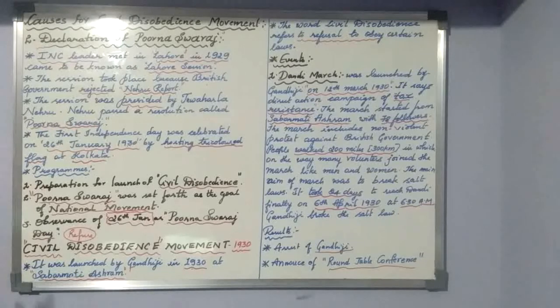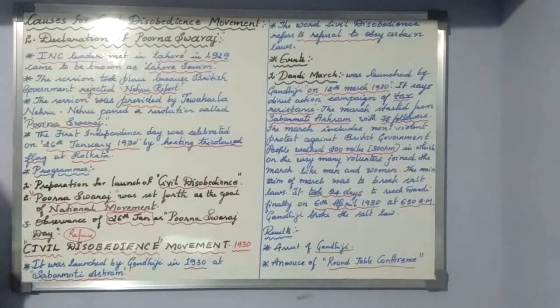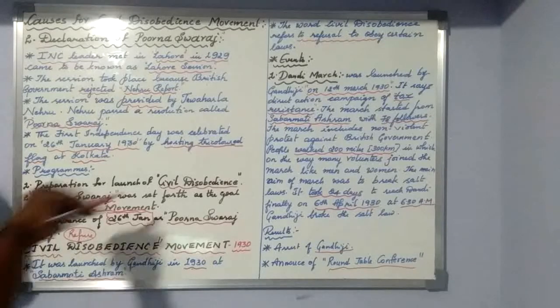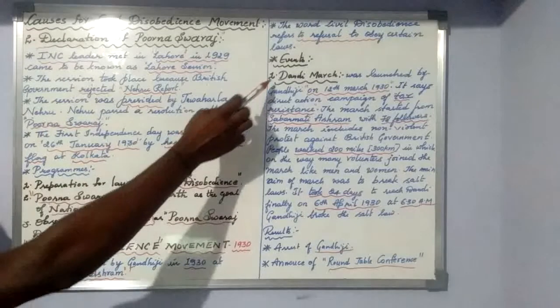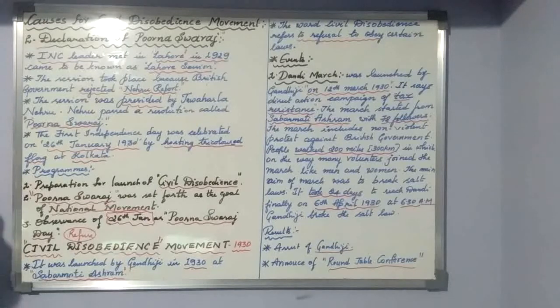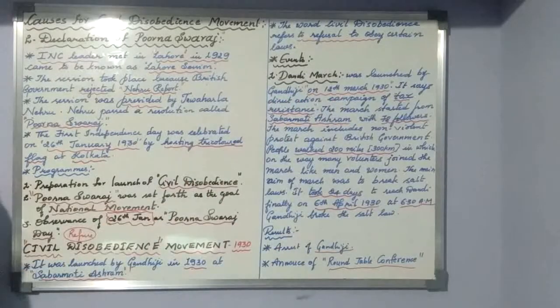For that purpose, under the civil disobedience movement, the first event taken up was called the Dandi March, or we call it the Salt March or Salt Satyagraha. All three are the same. Dandi March, Salt Satyagraha, and Salt March are all similar. When we talk about the Dandi March, it was launched by Gandhiji on 12th March 1930.